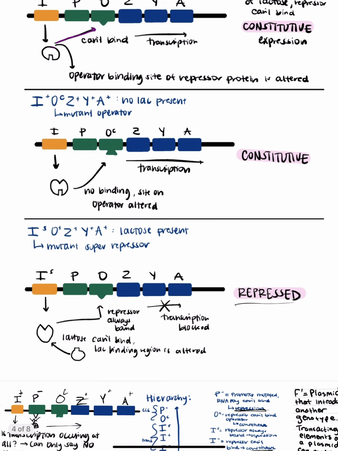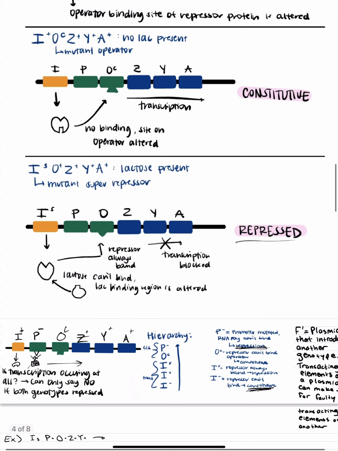Here we have a mutation in the operator sequence, in which there's a change of shape in the operator sequence, not allowing the repressor protein to bind to it. Since the repressor protein is unable to bind, nothing is stopping RNA polymerase. RNA polymerase is going to transcribe all of the genes. That's going to result in constitutive expression.